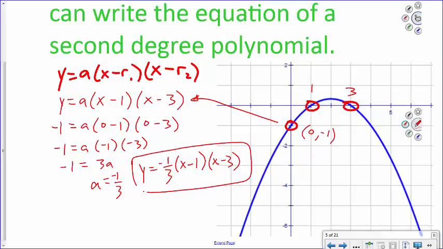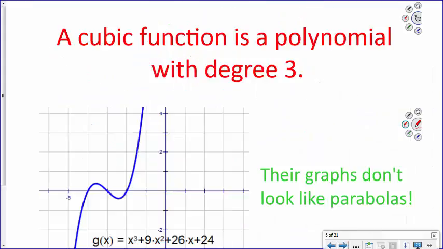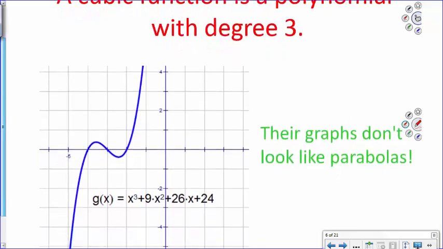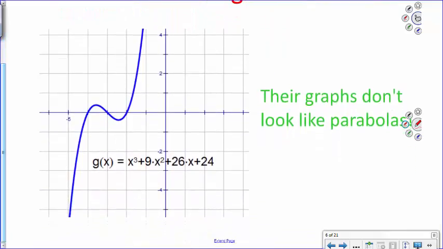And if I really wanted to, I could expand that out and get it in standard form or general form, whatever you want to call it. But we can leave it just like that. So now when we look at higher degree polynomials, like a cubic function, which has a degree 3, how many roots do you think it's going to have? Yeah, here we go. We got 3 roots.